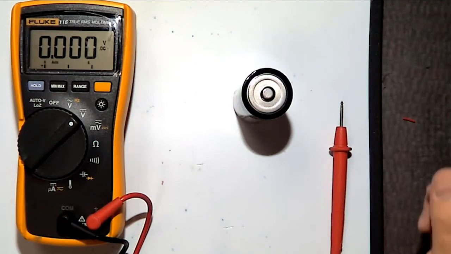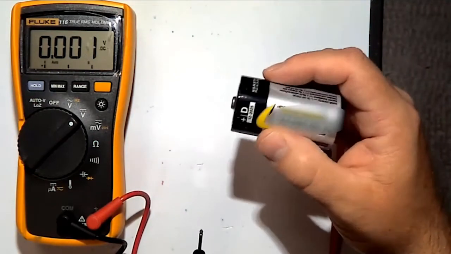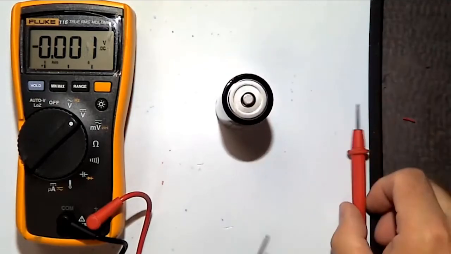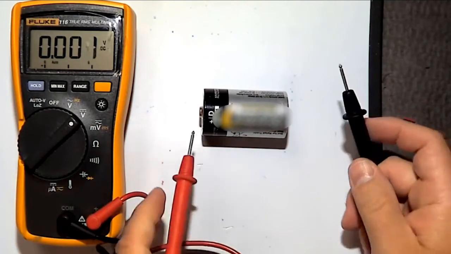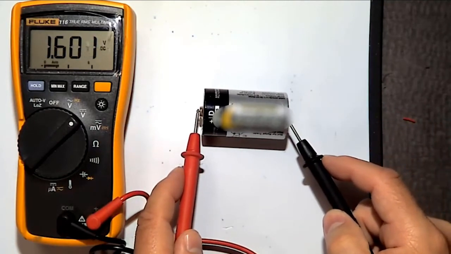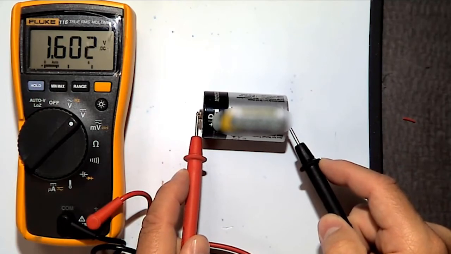And how do we use this? Well, once again, here's the positive side. So I'm going to take my red lead and put it on the button side of the battery, the positive side. This is a D-cell battery, so it should roughly read about 1.5 volts. In this case, it's reading a little more than 1.6.